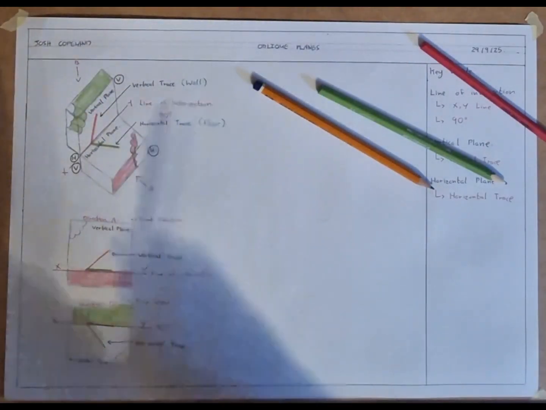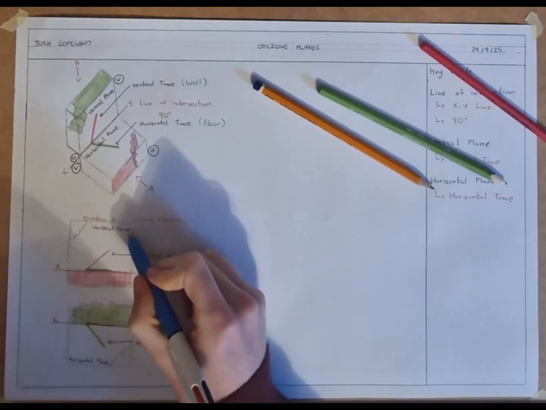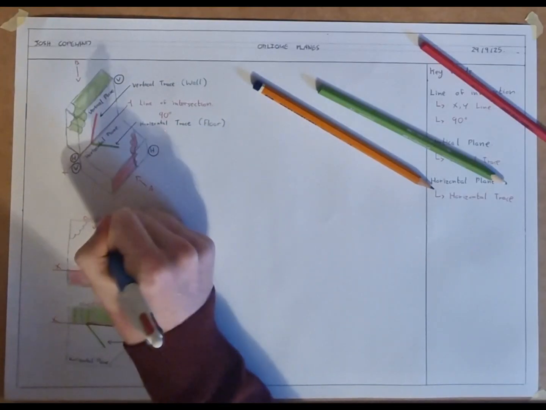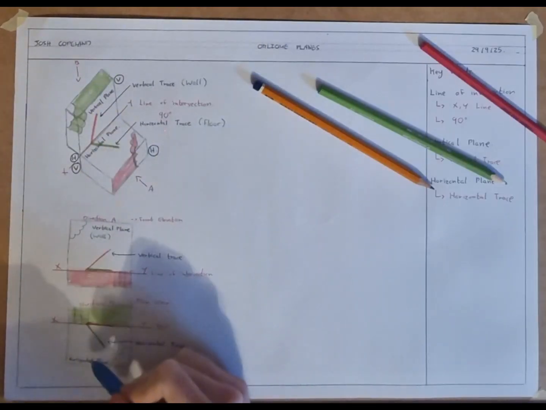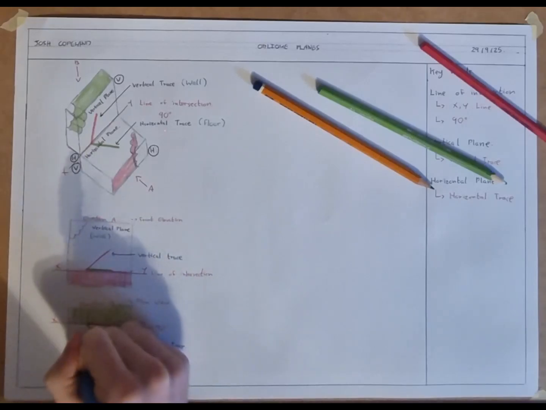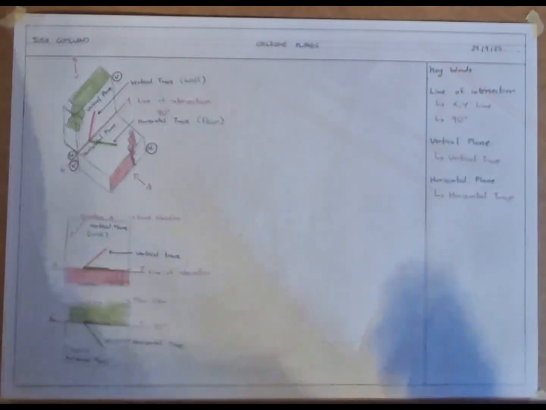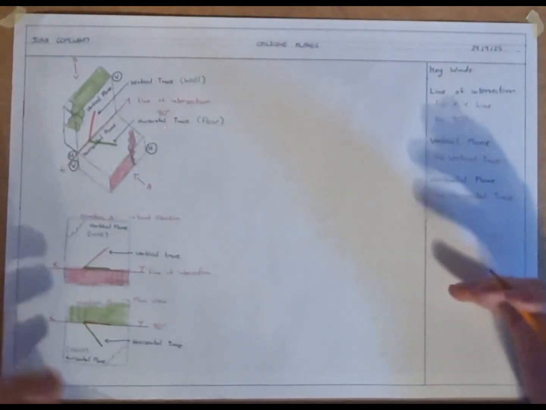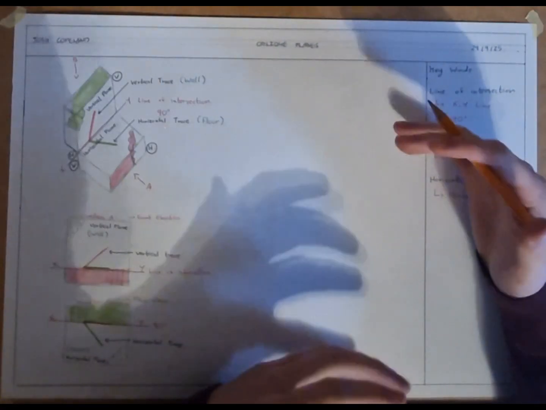We also know that another word for our vertical plane is the wall. And another word for our horizontal plane is the floor. The next thing now that we're going to do is we're going to start combining everything together, and we're going to start taking away a section as well.